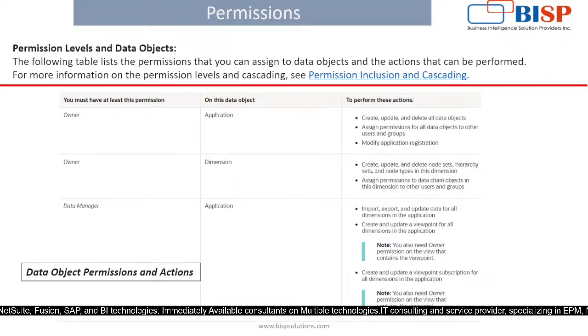An owner on the application can create, update, and delete all data objects, assign permission for all data objects to other users and groups, and also modify the application registration. Then the owner on a dimension can create, update and delete node sets, hierarchy sets and node types in the dimension, and assign permission to data chain objects in this dimension to other users and groups.